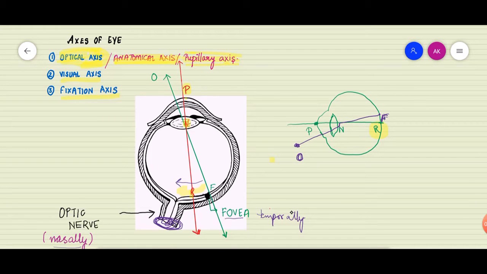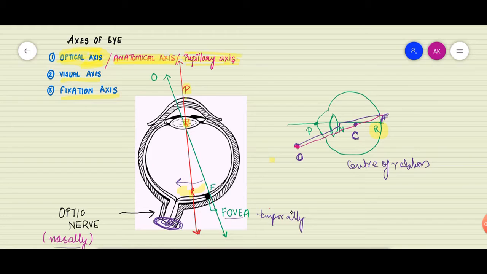I hope it is clear, right? Then you will ask, okay, fine, optical axis we know, visual axis we know, and the third axis, which is not that important, is the fixation axis. Fixation axis is nothing but if we take a central point inside the eye, which is called C, this point is called the center of rotation of the eye. And if we draw a line passing from the point of fixation through the center of rotation of the eye, then this line will be called the fixation axis.